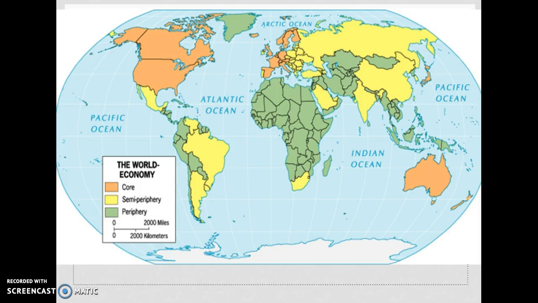So looking back at our map, we can see at the heart of this, a large chunk of the periphery falls into Africa. But again, look over towards the right side of the screen. We can also see Southeast Asia falls into this category of the periphery model.